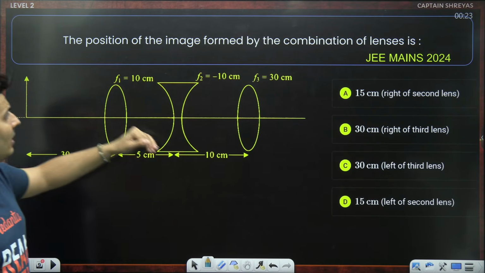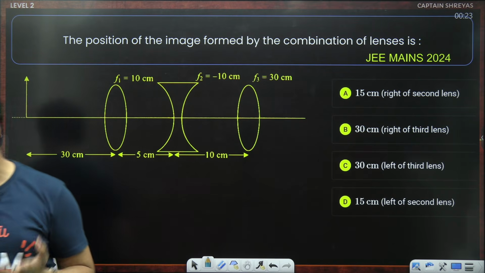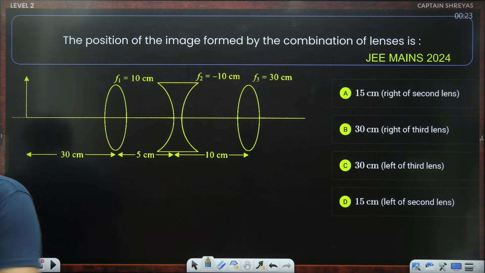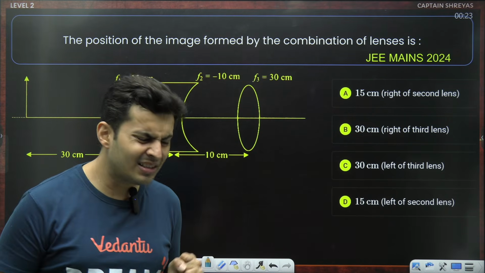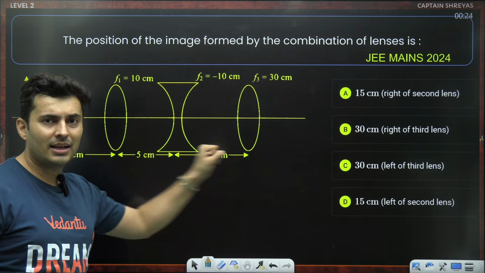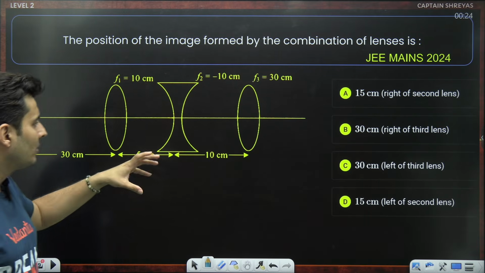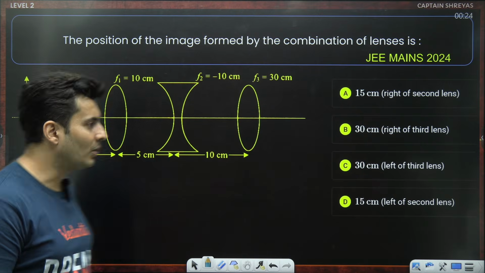Three lenses are there, combination is there. Where is the final image formed? Now, a lot of people think in this particular question, what we can do is combine the lenses using the lens maker formula, or the combination of lenses formula. But that is not correct because the lenses are not in contact. So you cannot combine it as 1 by f1 plus 1 by f2 plus 1 by f3. There is some gap between them. So whenever there is a gap, you have no other choice but to use the lens formula.